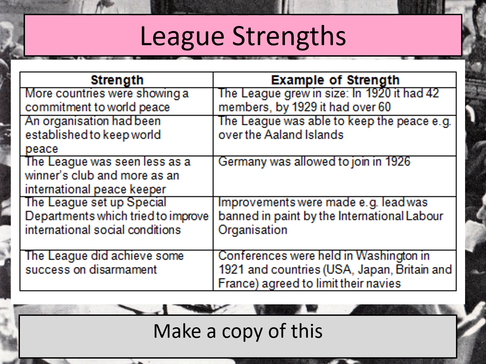The special departments of the League of Nations were a particular triumph, improving living and working conditions for millions of people all over the world, banning lead in white paint, which was something that poisoned people all over the world, and allowing people to free themselves of slavery. They worked on diseases such as leprosy. It really was a good organisation for that. The League did achieve some successes on disarmament as well. There were at least some conferences being held and conversations being had.